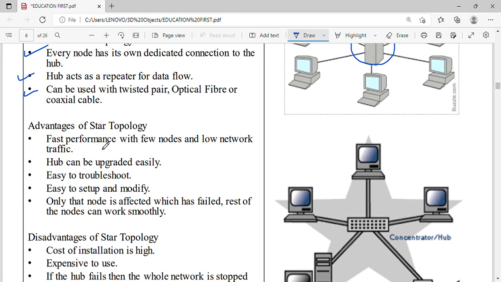Advantages of star topology: fast performance with few nodes and low network traffic. The hub can be upgraded easily, it is easy to troubleshoot, and easy to set up and modify. Only that node is affected which has failed. The rest of the nodes can work smoothly.